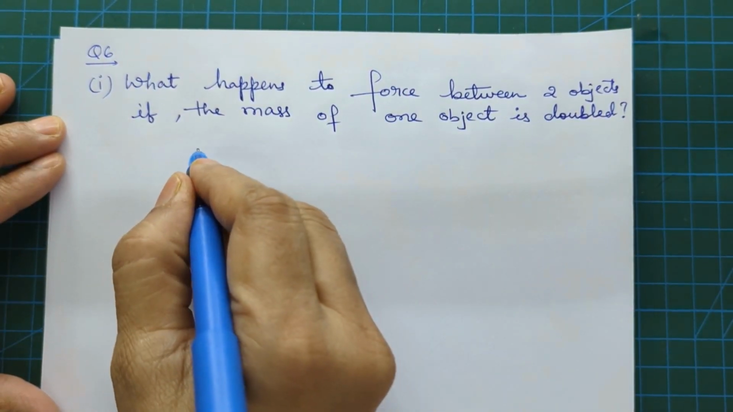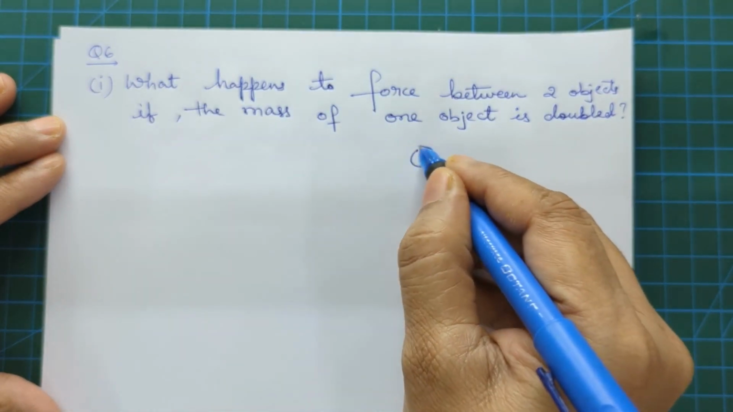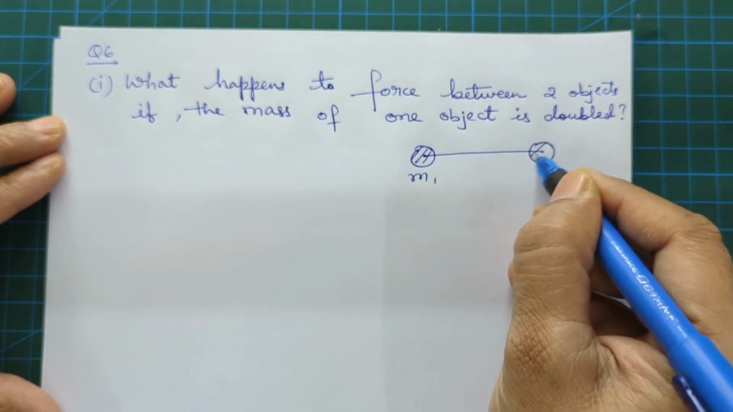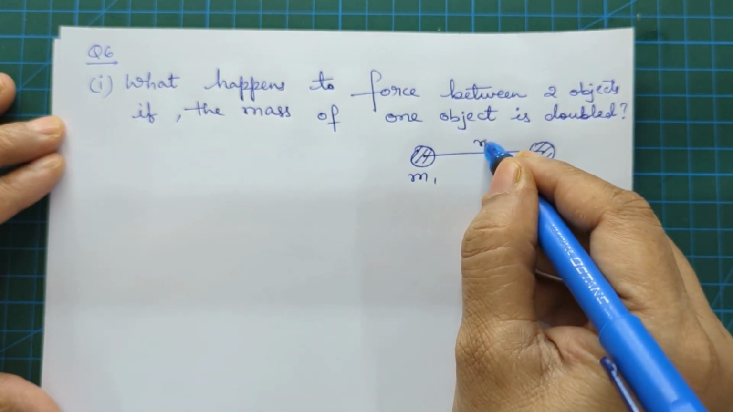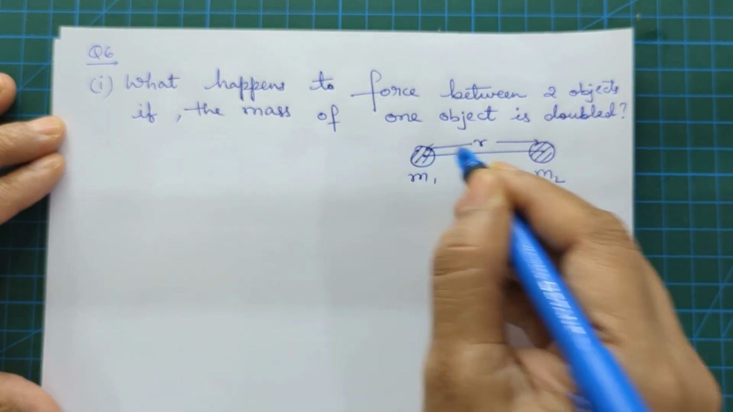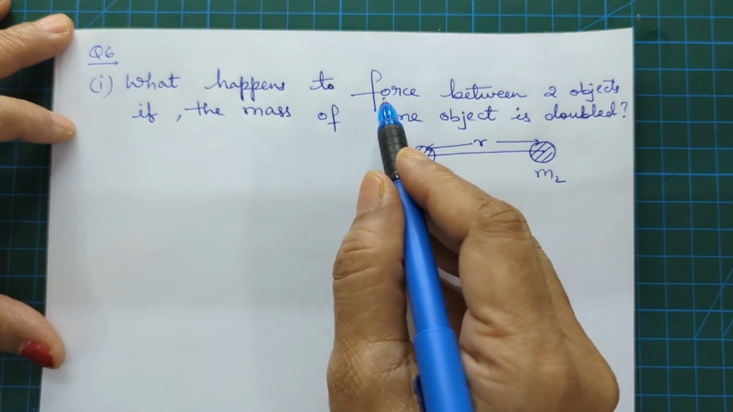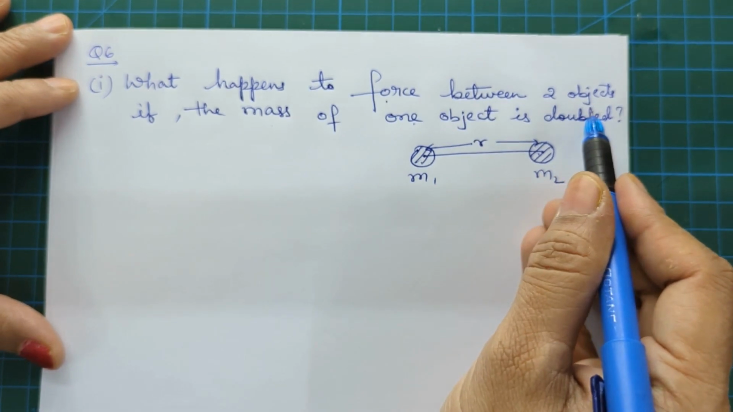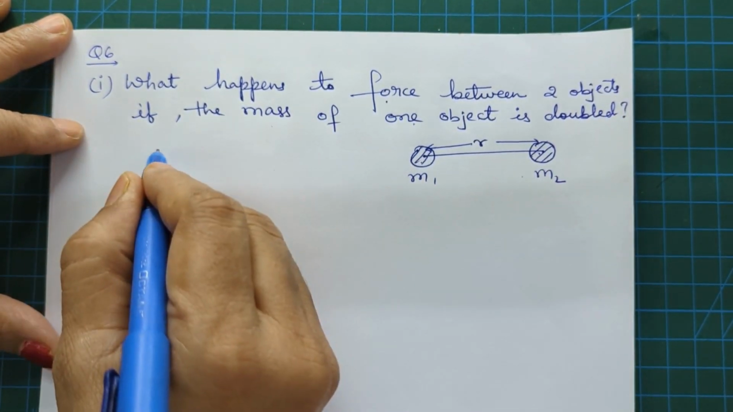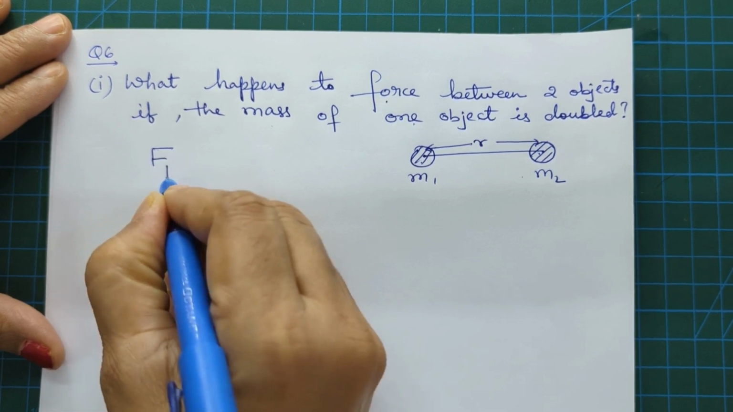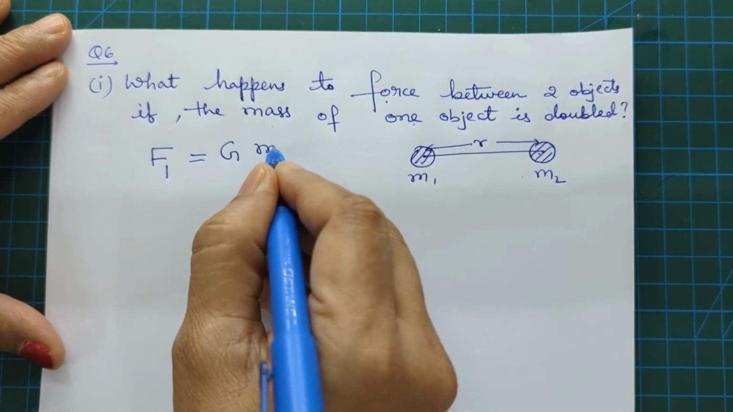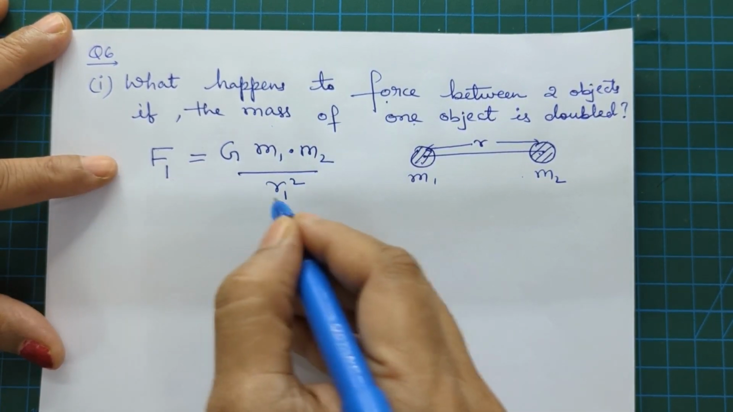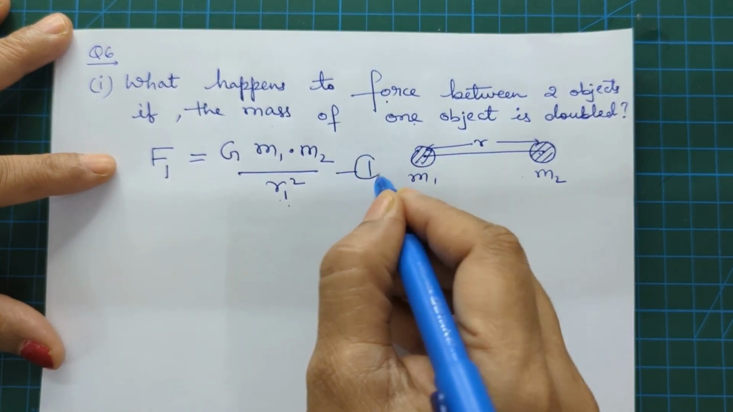So starting with the force of gravity between the two objects. So first case, there is an object of mass m1 and then there is another object of mass m2. These are separated by some distance r. Distance means a distance between the centers. The question is, what happens to the force between the two objects if mass of one object is doubled? So the first state, what is the force of gravity between the objects? The force is F1, which is G m1 into m2 by r1 square. Because it is the first condition, we call this equation 1.